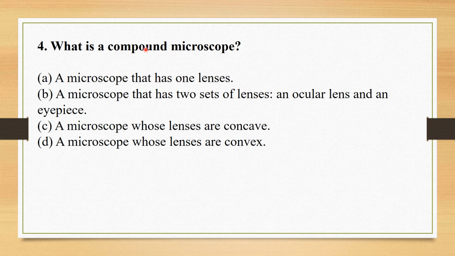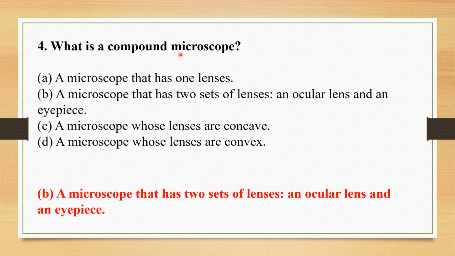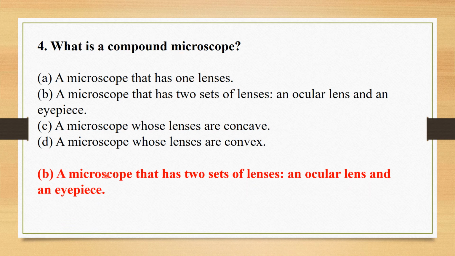What is a compound microscope? There are two types of microscope, one called simple and the second called compound. A simple microscope can be differentiated from the compound microscope on the basis of the sets of lenses. A simple microscope has a single lens while the compound microscope has two lenses. So option B is correct. A microscope that has two sets of lenses, an objective lens and an eyepiece, is a compound microscope.